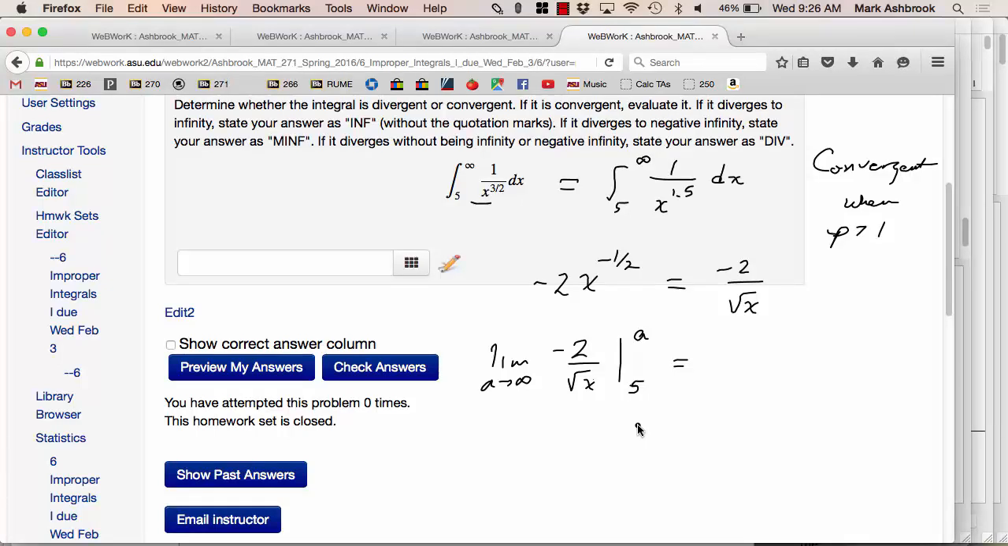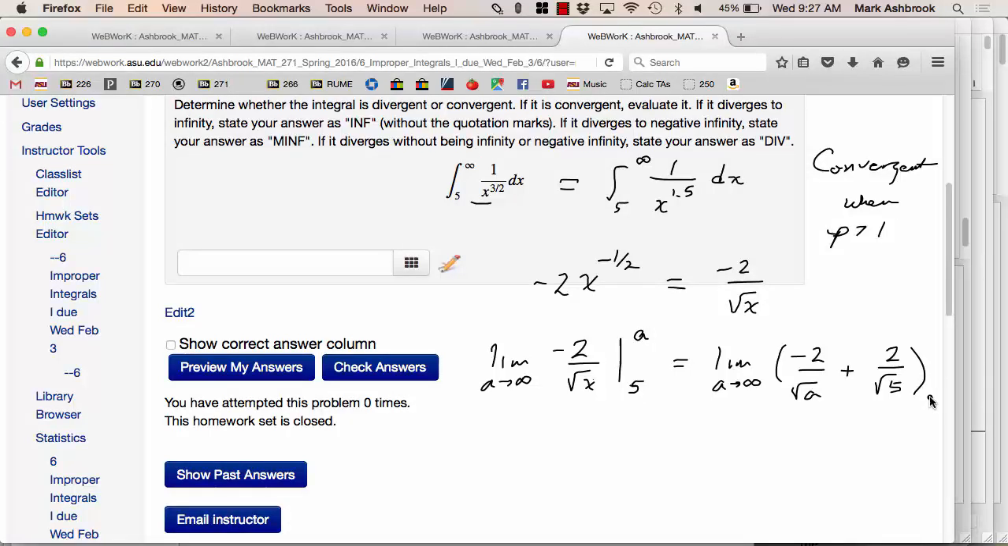The power is negative 3 halves. We raise the power to negative 1 half, and we got our factor of negative 2. So we're going to do the limit as a goes to infinity of negative 2 over square root of a, plus 2 over square root of 5.